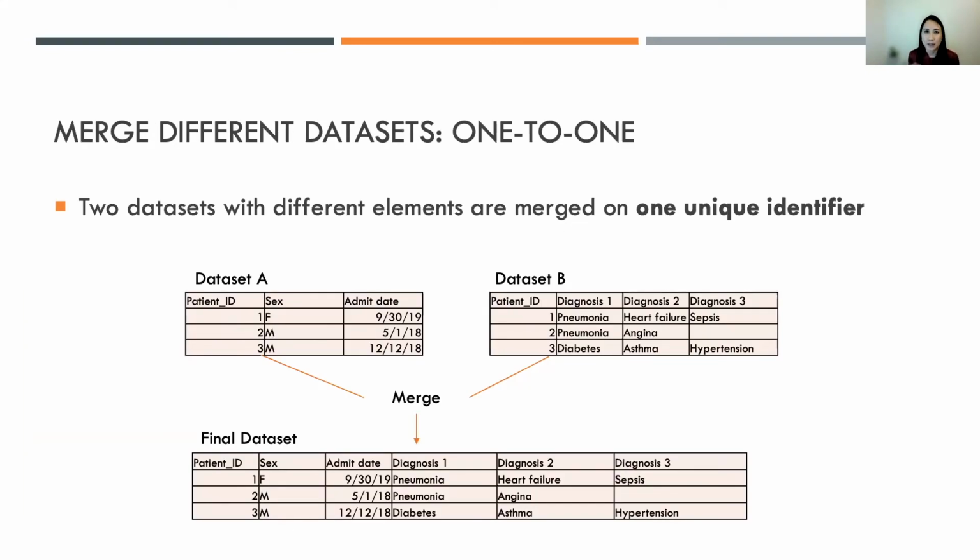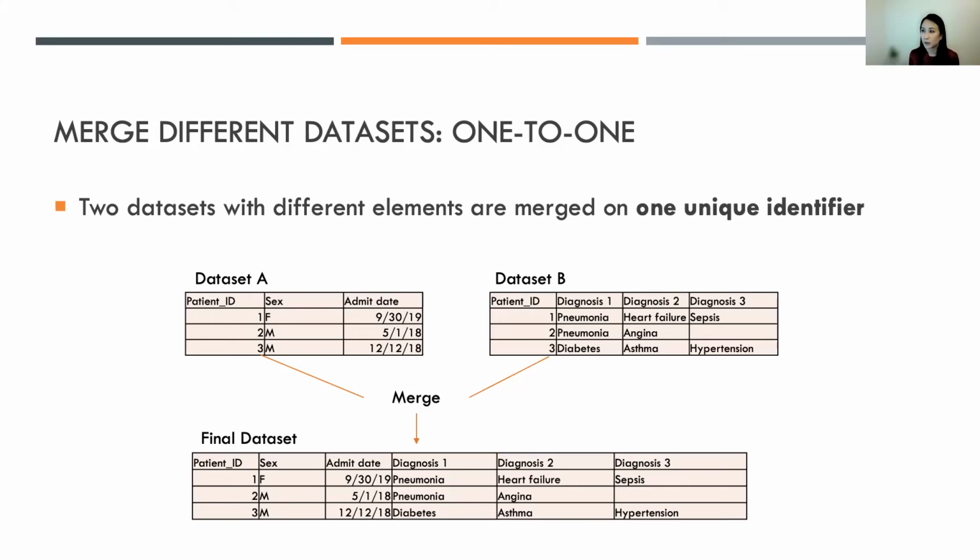Another data manipulation tool is to merge data sets. And so there's 2 kind of different ways to merge data sets. There's either the one-to-one, which is on this slide, or the one-to-many, which is on the next slide. And essentially, it's really taking 2 data sets with different data elements. So in this example here, data set A contains the sex and admit date, and then data set B contains the 3 diagnoses in the separate columns. You'll see there's 1 unique patient identifier for both data sets. And so that's the variable that you're going to merge on.